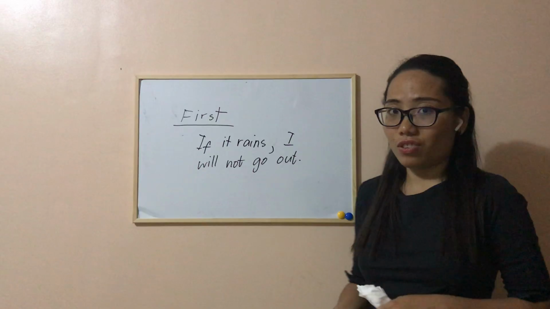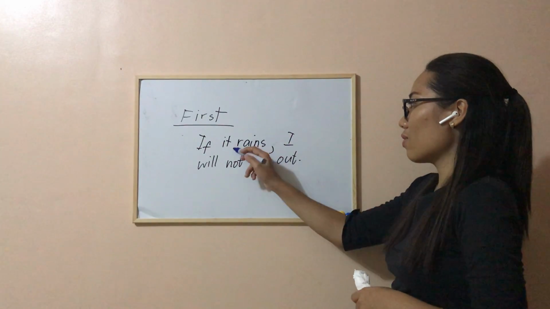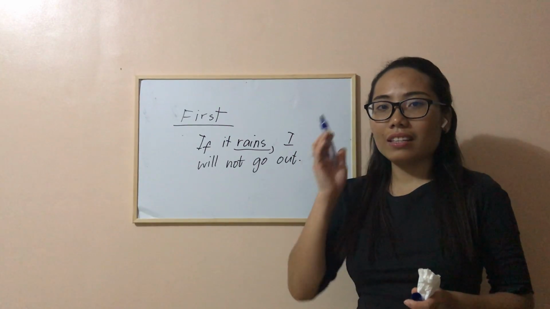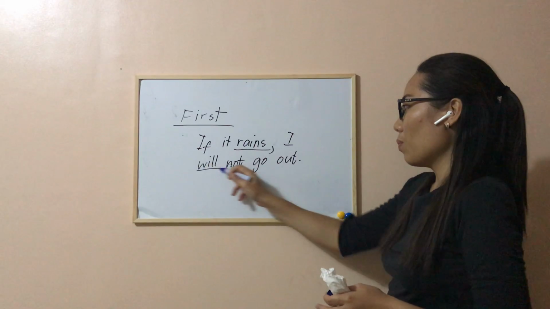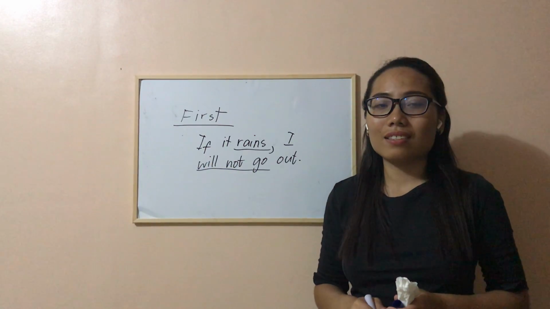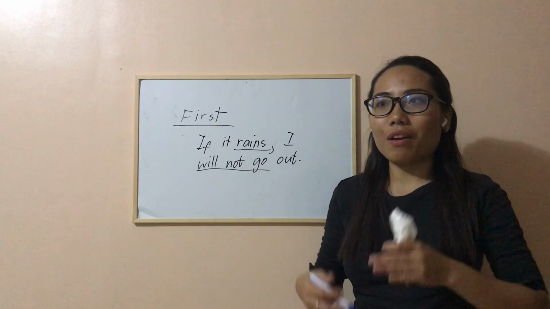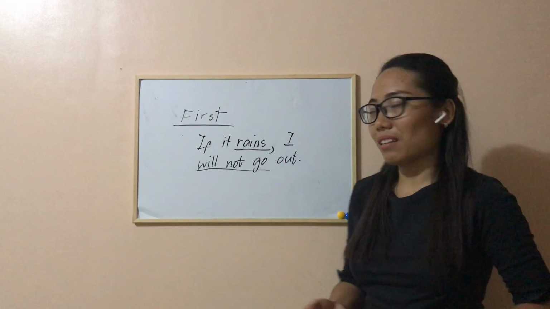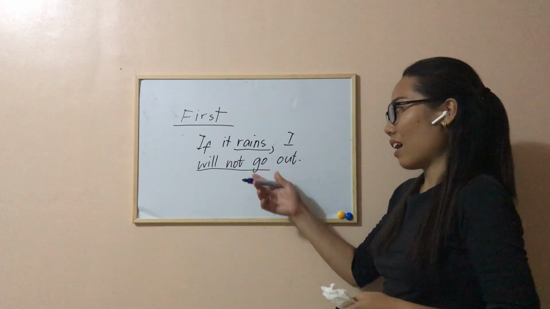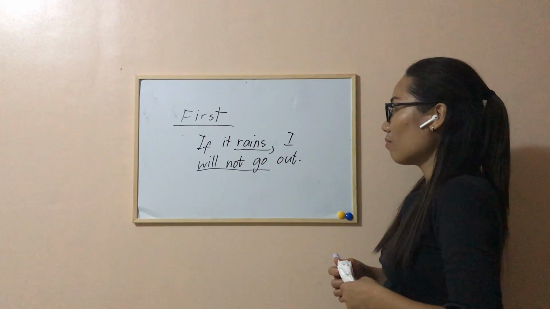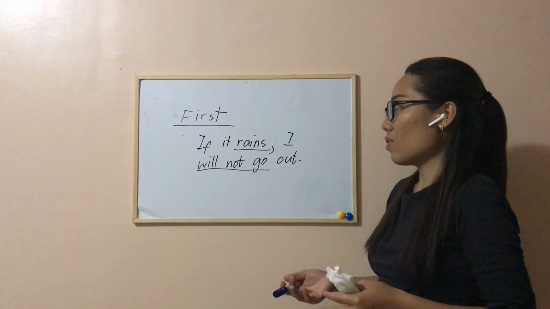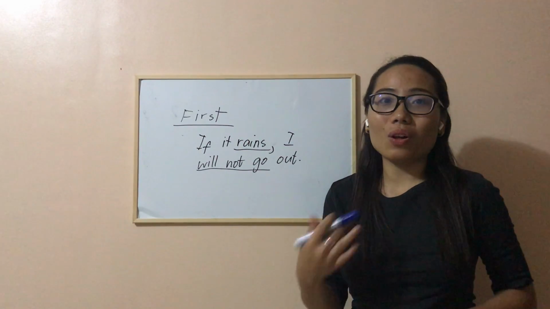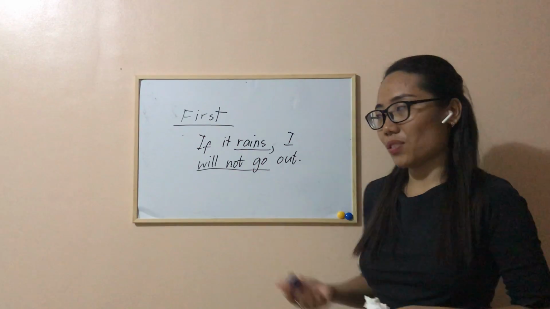So let's take a look at the structure of this sentence. For our if clause, we use the simple present tense, rains. And for our main clause, we use the simple future tense. When we say simple future tense, we can have will plus base form or can plus base form. For the negative form, we will just add the word not. So, if it rains, it's possible that I will not go out, but it's not always true. That's why it's a first conditional.